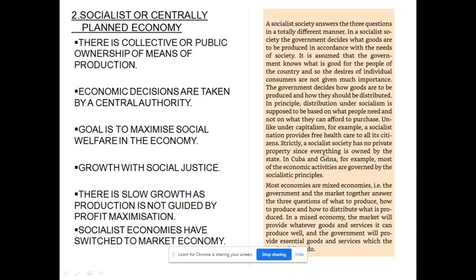Strictly, a socialist society has no private property since everything is owned by the state. So that is the very first point. There is collective ownership or public ownership of means of production. So here we see the features of socialist society, but there was an inherent demerit in this society, which is that because there was no profit maximization principle, there was a slow growth in such economies. There is a slow growth as production is not guided by profit maximization.